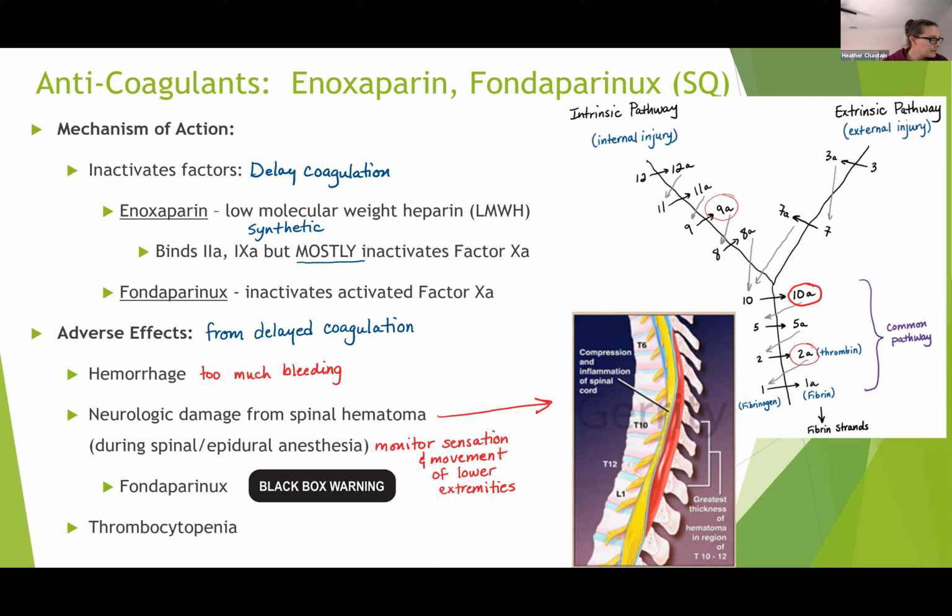Thrombocytopenia is a potential adverse effect that you need to monitor. So you want to stop if the platelets are below 100,000. So we need to make sure that we're monitoring the patient's platelet count and make sure that it's not getting too low.